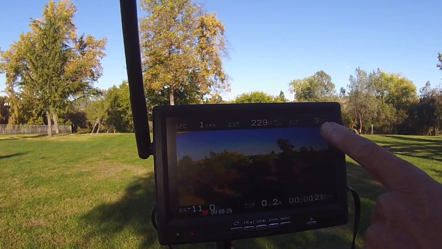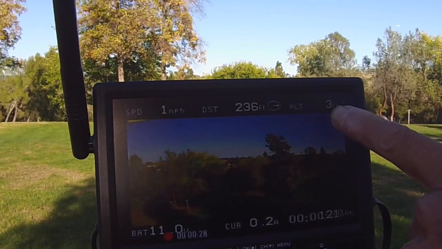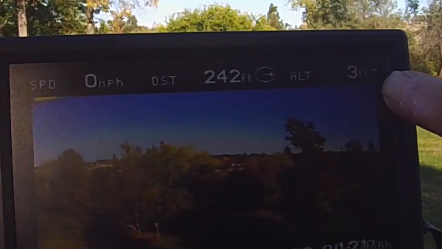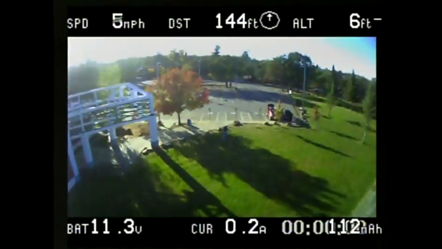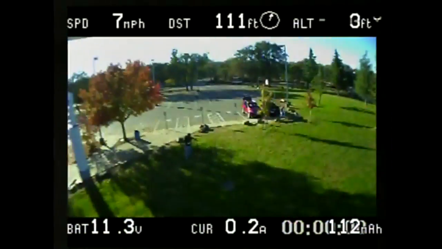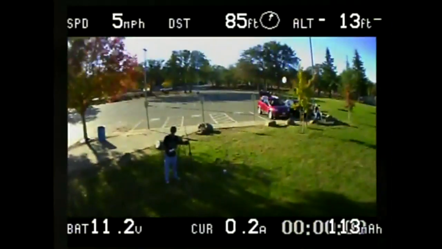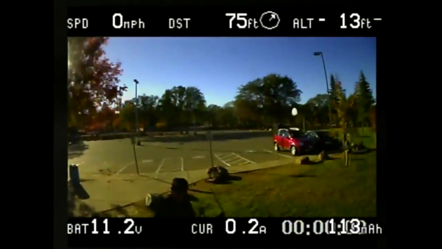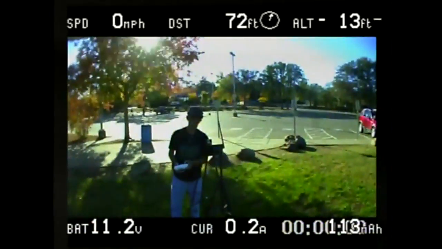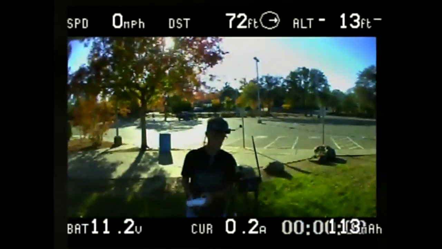Now this figure here in the top right corner, that's supposed to be the altitude, but it's way off, so I'm not trusting it. This 242 feet here in the top middle, that is your distance from home, or how far out you are from your home point, or from your radio actually. So this little radar circle here is probably the most important thing on OSD. That little circle has got an arrow in it. The arrow points back toward home.